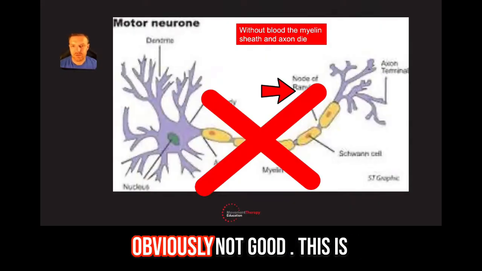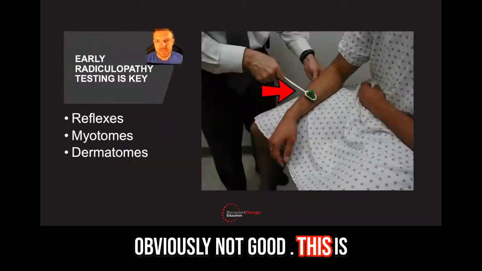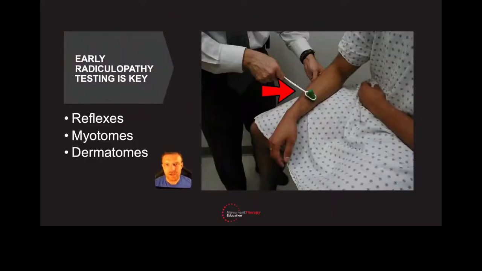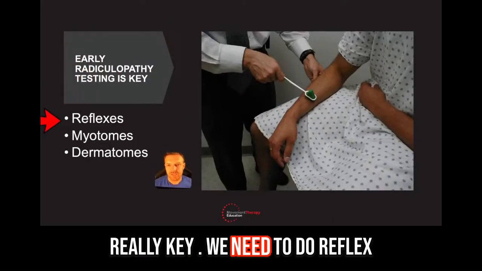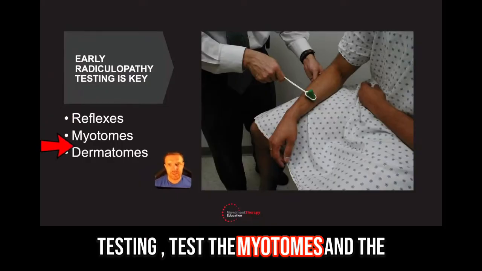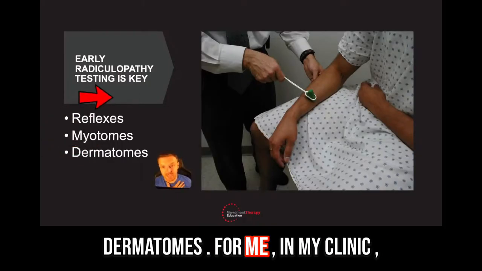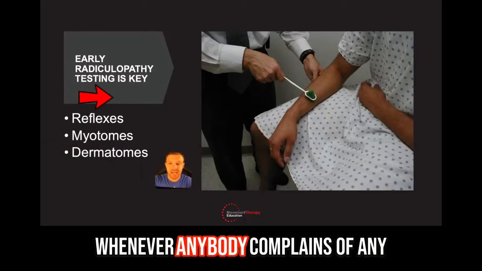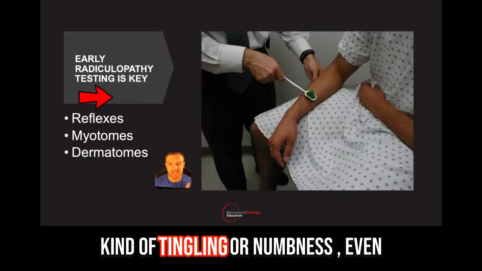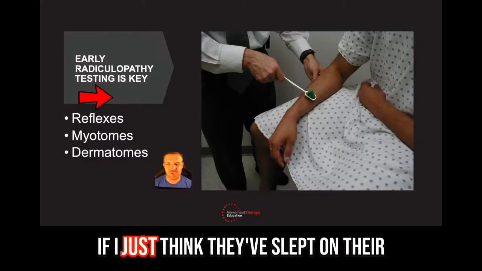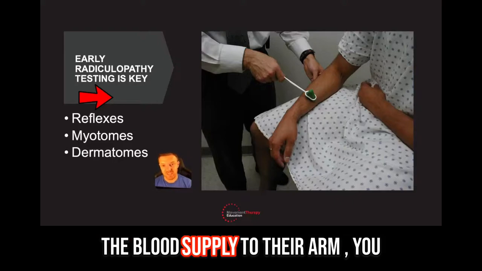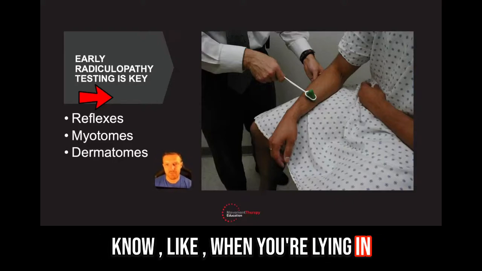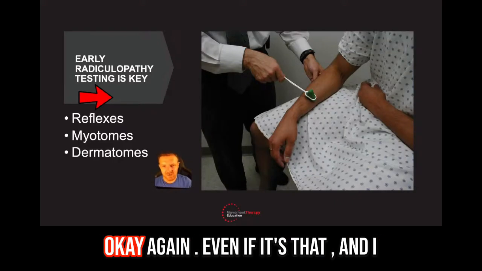And that is obviously not good. This is why early radiculopathy testing is really key. We need to do reflex testing, test the myotomes and the dermatomes. For me, in my clinic, whenever anybody complains of any kind of tingling or numbness, even if I just think they've slept on their arm funny and cut off the blood supply to their arm, like when you're lying in bed, you shake it off and then it's okay again.